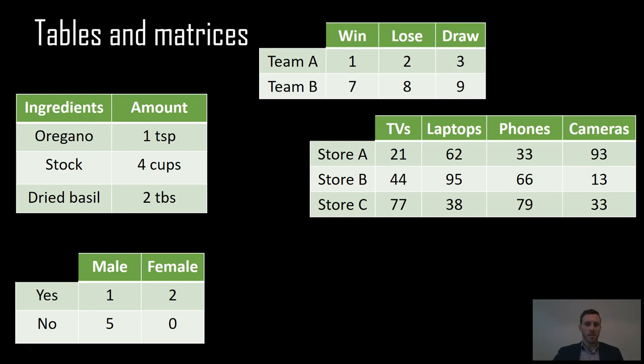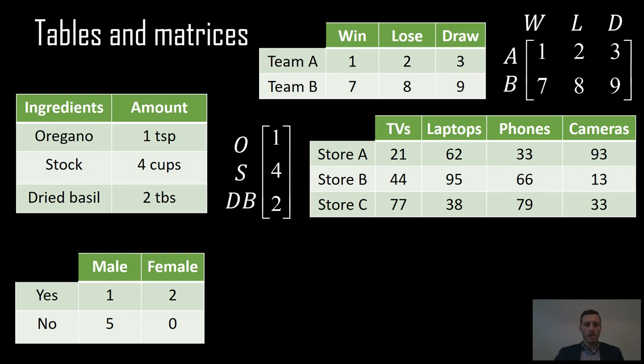Consider the tables presented here. They can all be represented in matrices by extracting the numbers and placing them into square brackets. The first table looks like win, lose, draw comparison between two teams. It has 2 rows and 3 columns. We say that this is a 2 by 3 matrix. The second table looks like the ingredients for a recipe. This is a 3 by 1 column matrix, which is also known as a column vector.